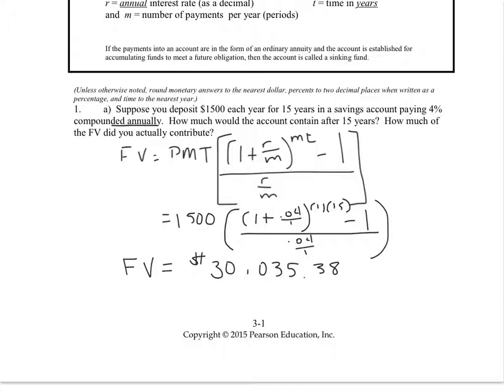We do still have this follow-up question, which is how much did you contribute? Well, the amount contributed is easy to calculate. They paid $1,500 each year for 15 years. That means $22,500 is what they paid in, and over the 15 years it grew to $30,000.